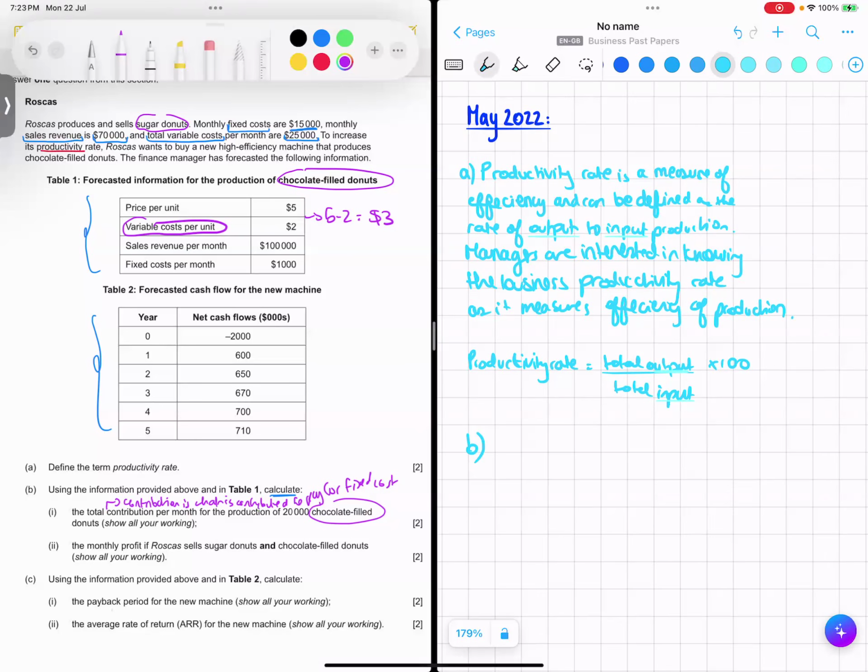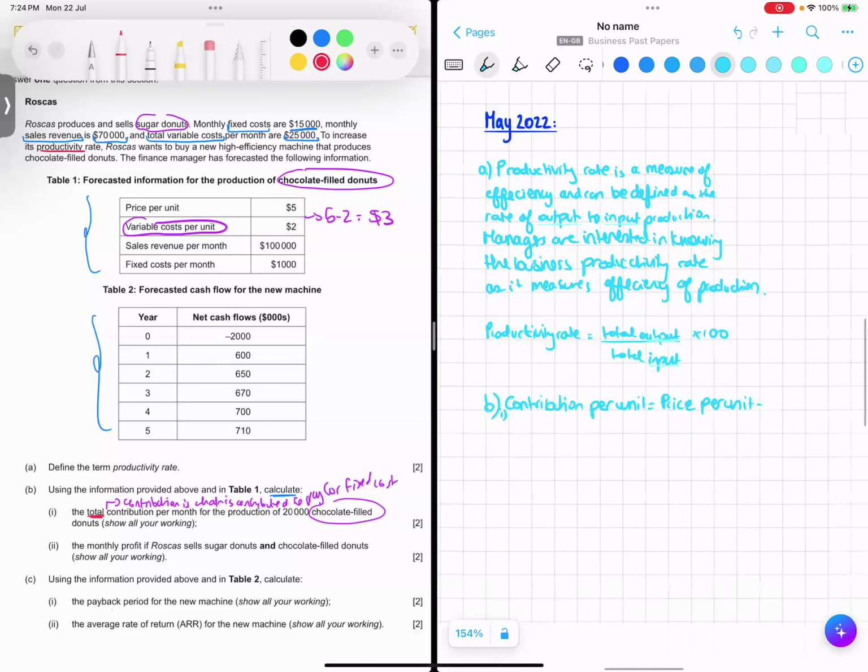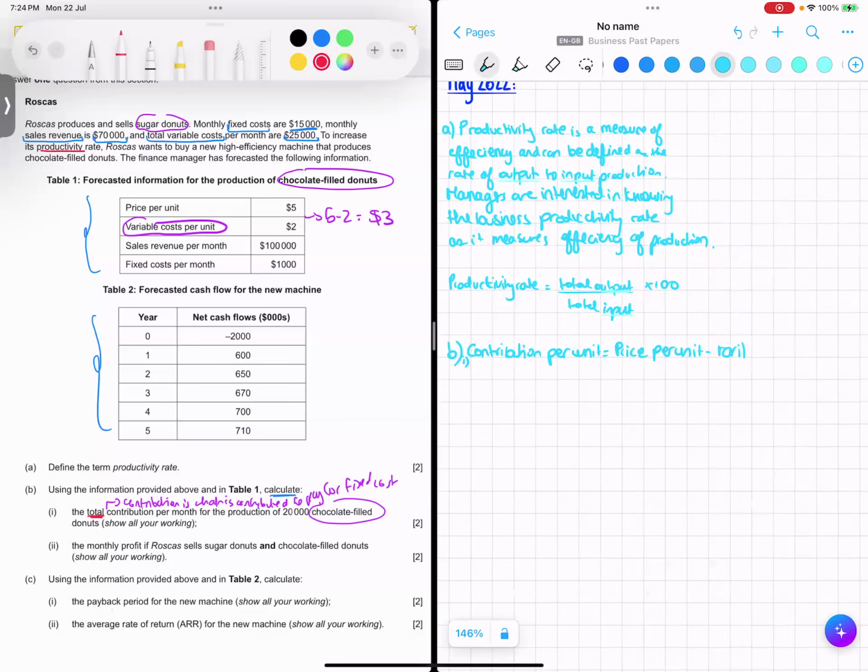Now, because they want the total contribution, there are several ways to solve this, actually maybe two, but I'm going to solve it in the easiest and simplest way. I like something to be very direct and efficient. So we do contribution per unit, and this is B1. Contribution per unit is price per unit minus variable cost per unit.